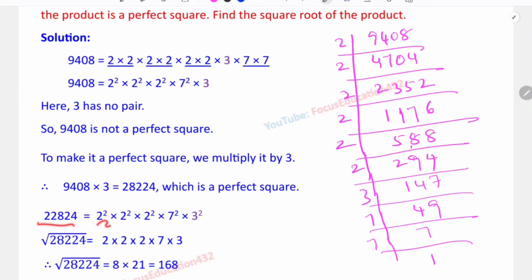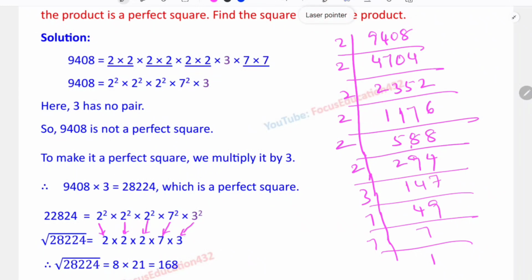So 28224 is nothing but 9408 multiplied by one more 3, so we get 2 square, 2 square, 2 square, because 6 twos are there now. Then 7 square because of a pair of 7s, and since we multiplied by 3, we get 3 square. So how to find the square root? It is very simple. After finding the factors, from each pair take 1. From each 2 square take 1, from 7 square take 1, and from 3 square take 1. Multiply all these, you get 168.